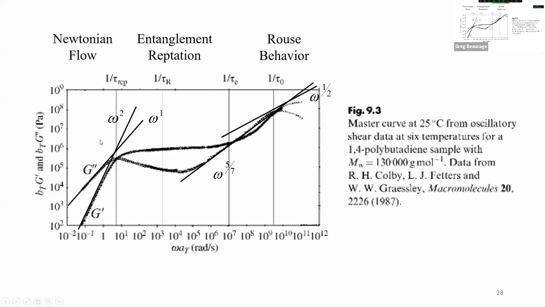And then I think I went through before the dependencies of G double prime and G prime for Newtonian fluids follow this power 2 in frequency and power 1. We were talking about the powers in frequency, right? So basically that's a signature of a Newtonian fluid. If you have a polydisperse sample, it doesn't exactly follow that, but for monodisperse, that's good. And this is from Graessley, who wrote the book on polymer rheology. So this is some kind of monodisperse polybutadiene, right?